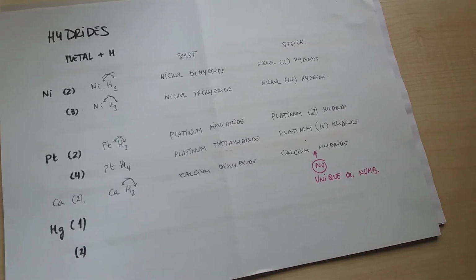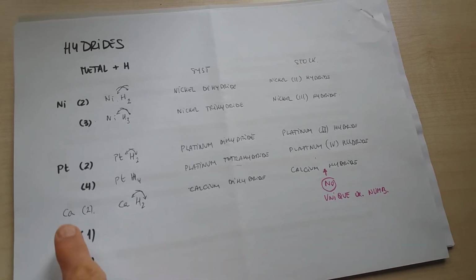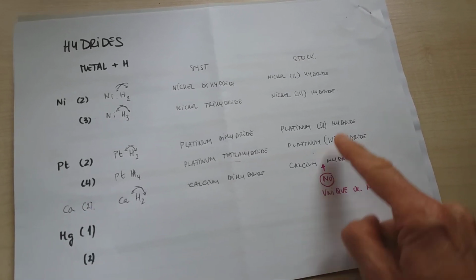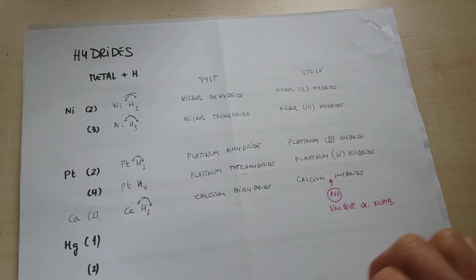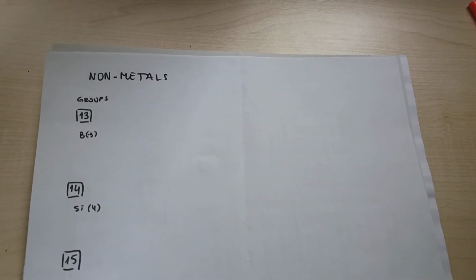Okay, so we follow this rule in all the cases. When the oxidation number is unique, we don't write the valence between brackets in the case of stock nomenclature. Let's see what happens with non-metals.